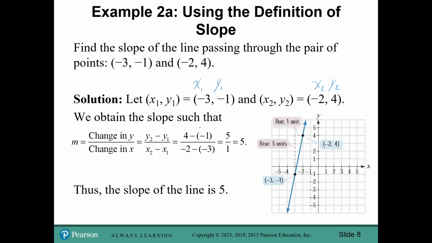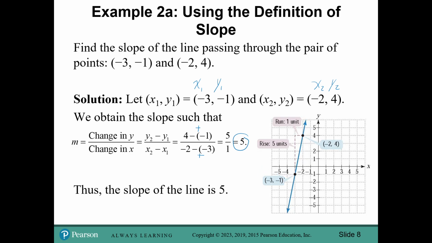Now 4 minus negative 1, this minus a negative changes to a positive. 4 plus 1 is 5. 2 minus negative 3 is the same thing as negative 2 plus 3. That's where we get the 1. 5 over 1 reduces down to 5, and therefore 5 is our slope. The slope of the line is 5.